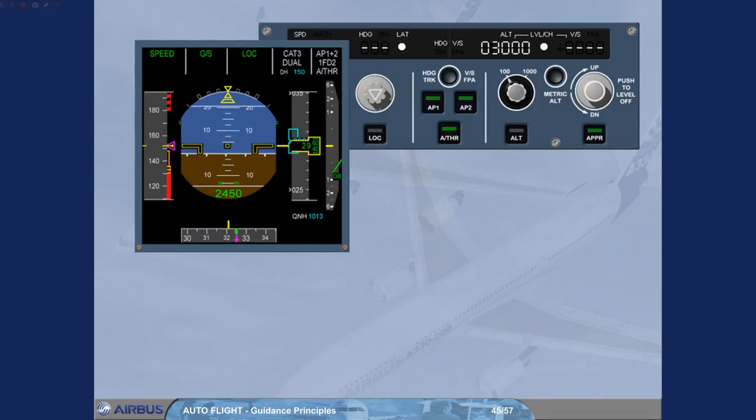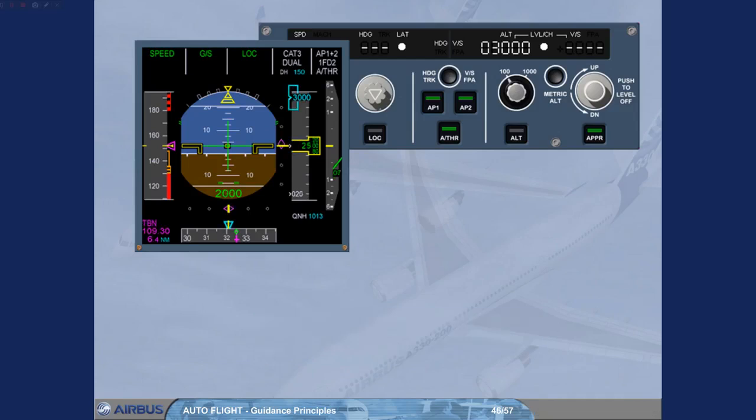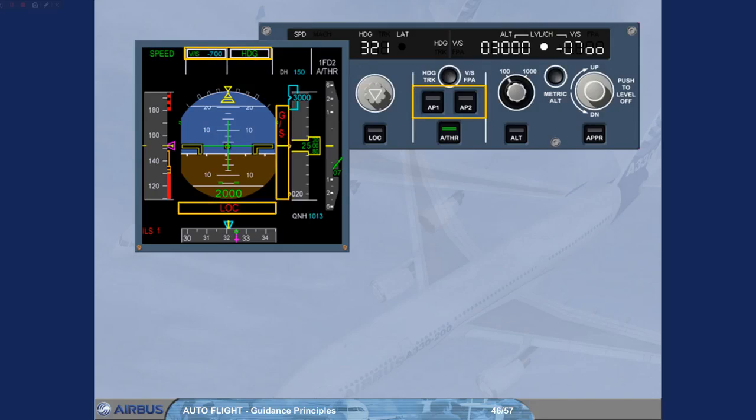In case of ILS ground transmitter failure, autopilot flight director remains in LOC GS modes. LOC GS deviations are lost and the flight director bars flash. In case of dual receiver failure, LOC and GS revert to heading vertical speed. The autopilots trip off and the ILS scales are removed. In this case, interrupt the approach unless you have the runway in sight.